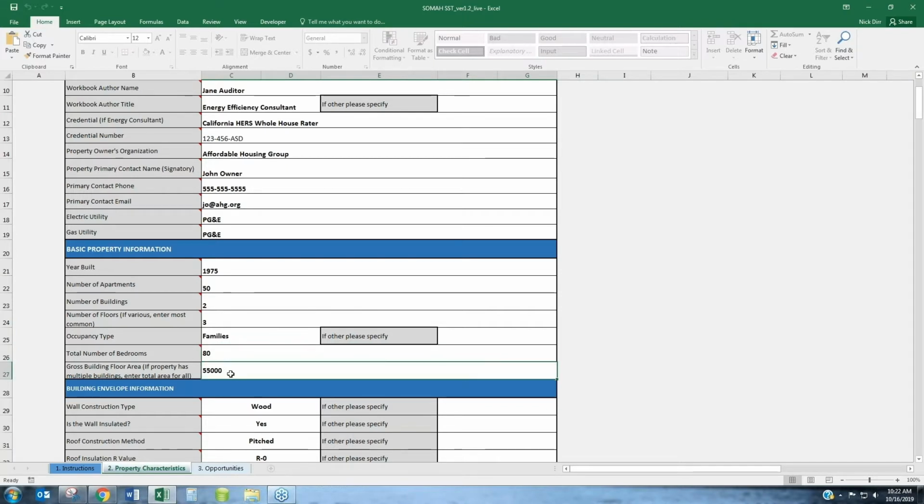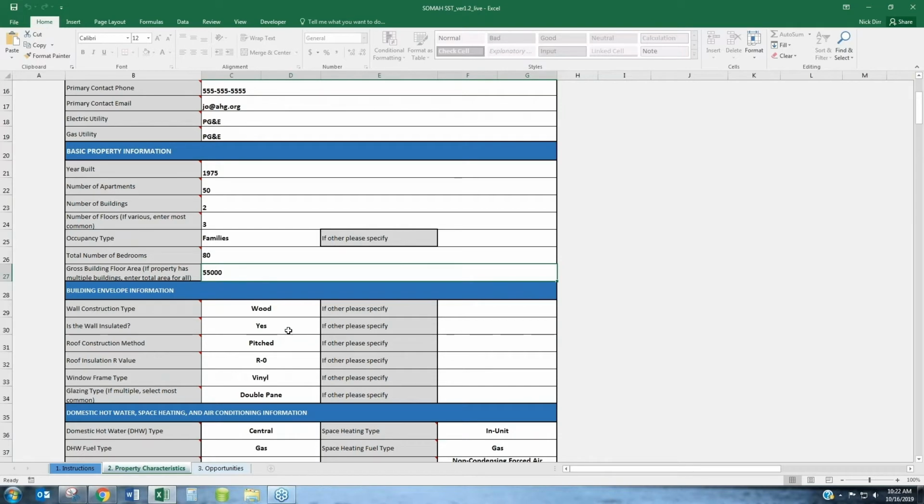And then enter the total gross building floor area for the whole property. And so basically you're going to be adding together the square footage of each of the units. And again, this is usually pretty typically easy to get from the property owner. They'll often have a count of the unit types and the square footage of each, so you can build a very easy Excel calculation to get that total square footage.